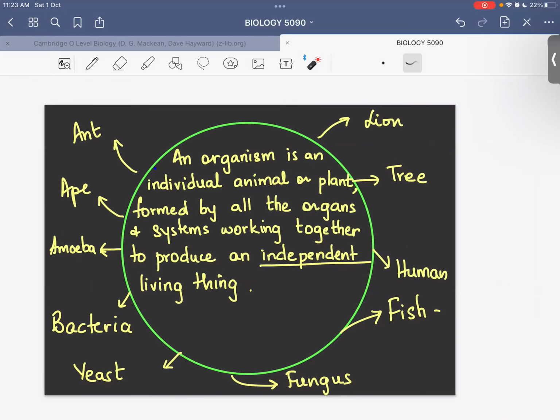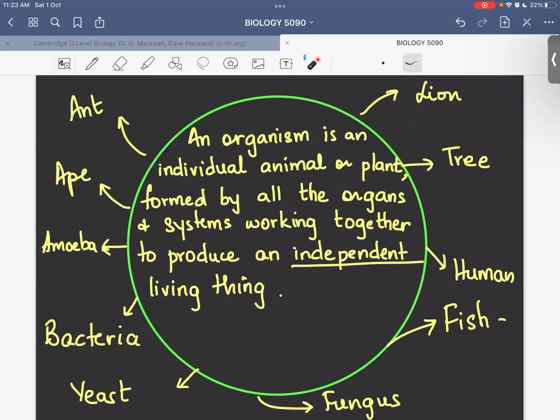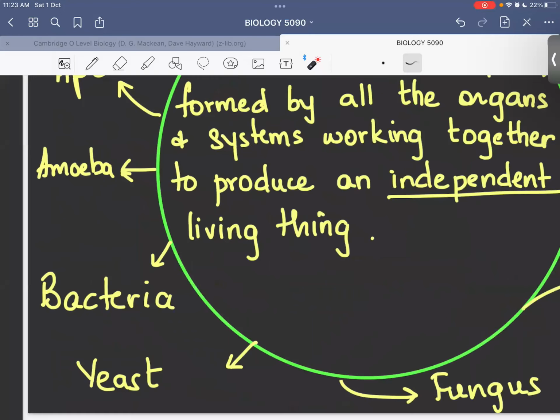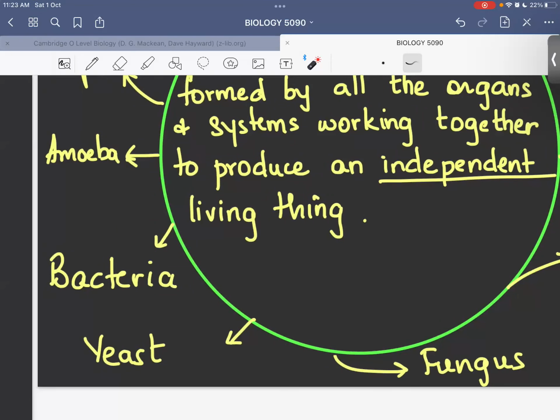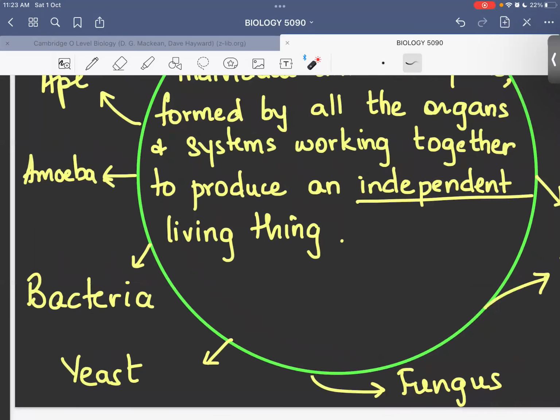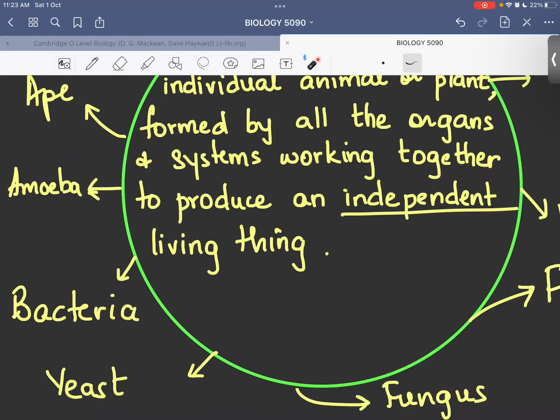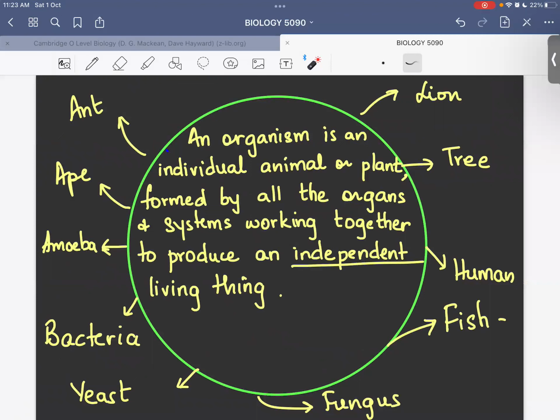Theek hai? And usually organisms are combinations of various systems acting together. Lekin ye definition amoeba pe apply nahi hoti, or bacteria pe bhi, or yeast pe bhi, isliye ki they are so tiny. They are tiny, lekin hum usko organism isliye kehte hain ki they can live independently. Are you getting my point? Yeah, so basically they don't have organs and organ systems, all of that which is there in humans, but they can live independently. Right?